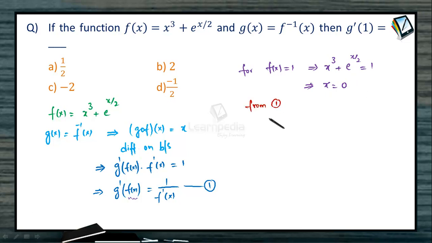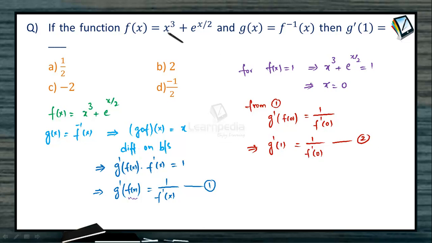Then from equation 1, what did we identify? g dash of f of 0 is 1 by f dash 0. But what is f of 0? f of 0 is 1. So therefore, g dash of 1 is 1 by f dash at 0. Now can we find the value of f dash at 0?